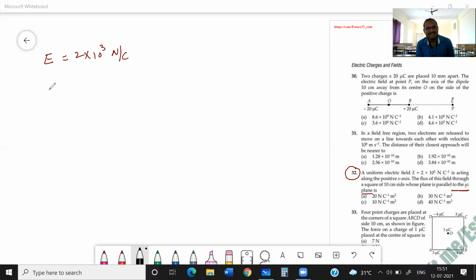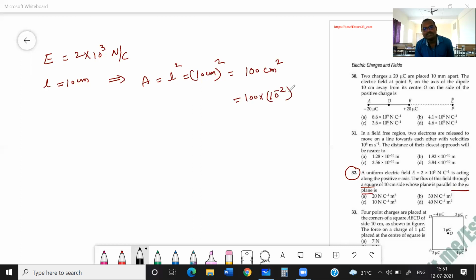Now, there is one area whose one side is given, 10 centimeter. The area of the square can be given as side square, that is 10 centimeter whole square, which is 100 centimeter square. But 1 centimeter is 10 to the power of minus 2 meters, whole square. So 100 into 10 to the power of minus 4 meters square, that is nothing but 10 to the power of minus 2 meters square area.